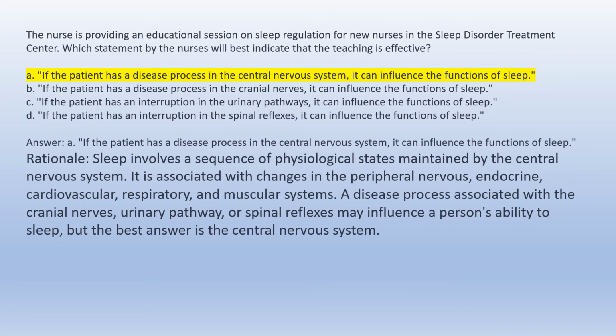Answer: A. If the patient has a disease process in the central nervous system, it can influence the functions of sleep. Rationale: sleep involves a sequence of physiological states maintained by the central nervous system. It is associated with changes in the peripheral nervous, endocrine, cardiovascular, respiratory, and muscular systems.